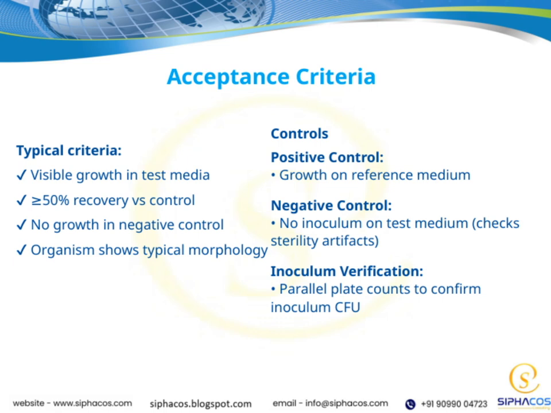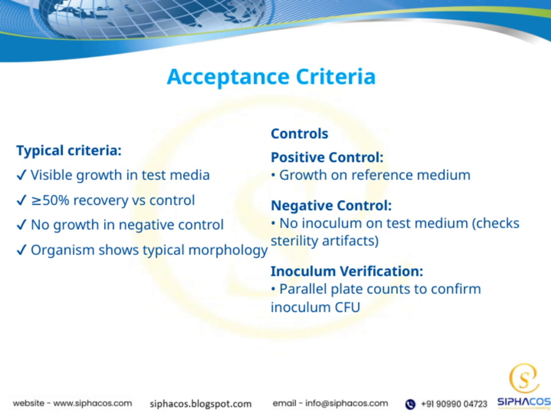Typically, we look for visible growth in the test media, which indicates that the microorganisms are present and capable of proliferating. We also expect recovery of at least 50% compared to the control, meaning our test should recover a significant portion of the organisms. Importantly, there should be no growth in the negative control, confirming that our sterility is maintained and there are no artifacts.